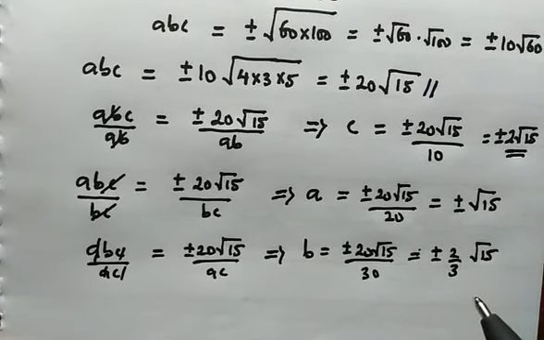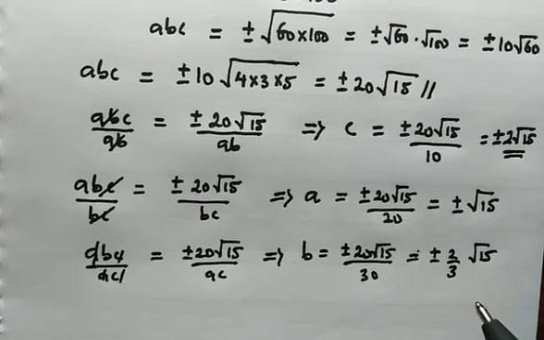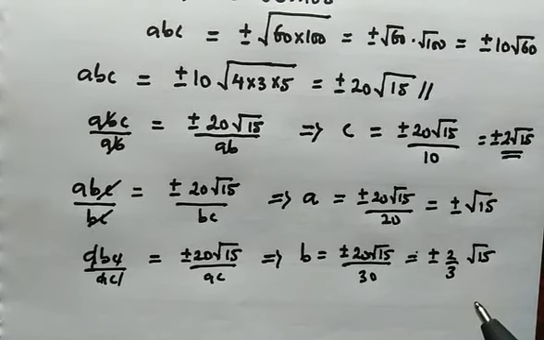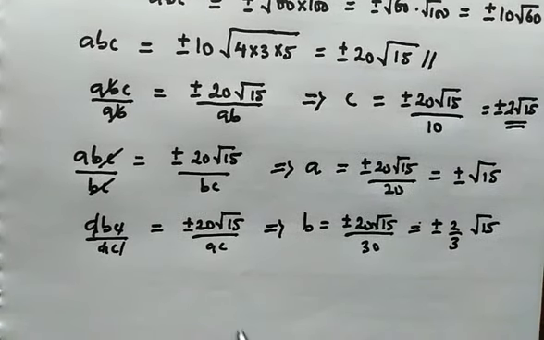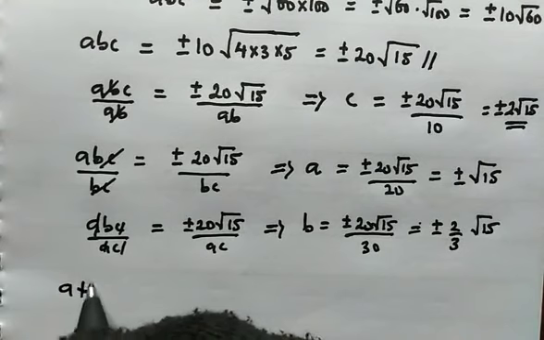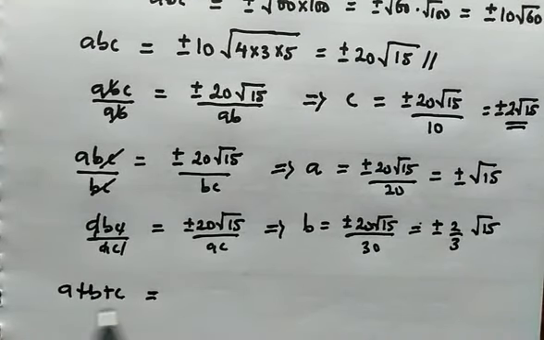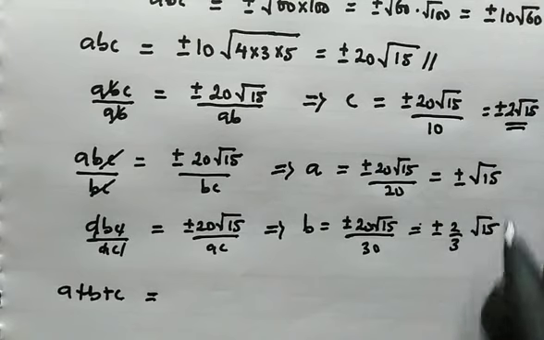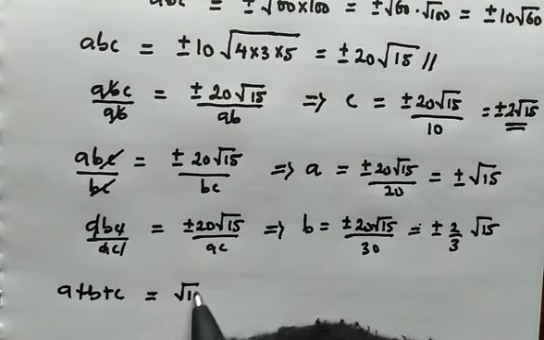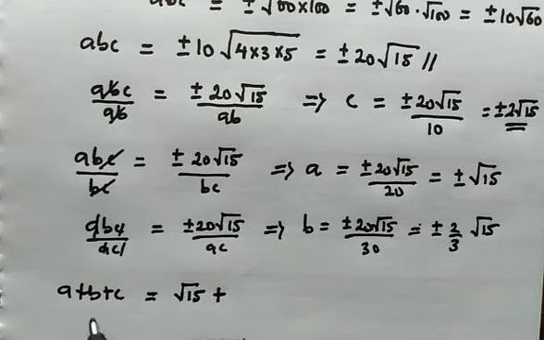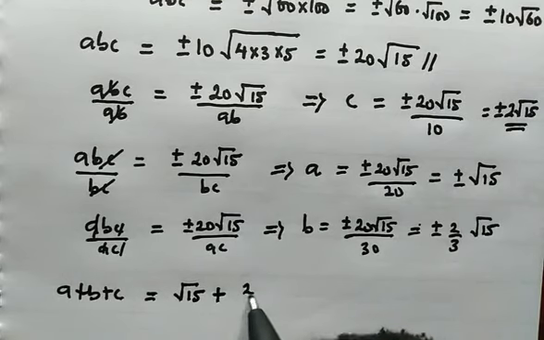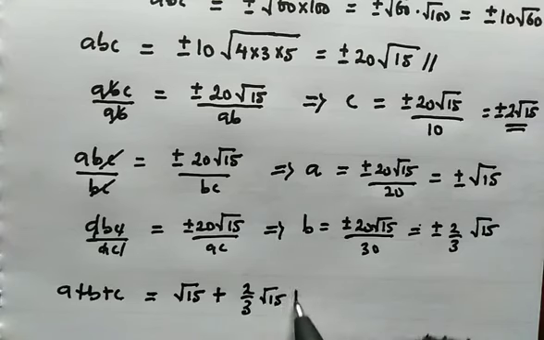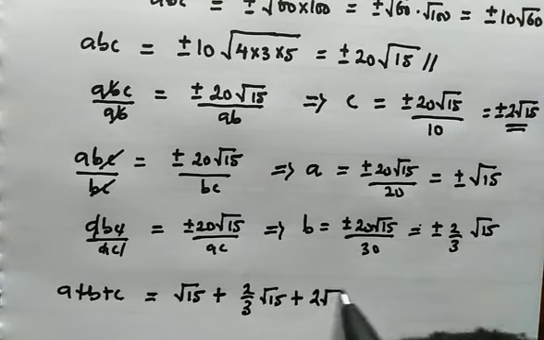Remember that we have the product of A and B equals 10, meaning that when A is negative, B should also be negative. And when A is positive, B should also be positive. Then, therefore, A plus B plus C, which we are asked to evaluate, when A is positive, we have root of 15, plus, when B is positive, 2 over 3 root of 15, plus, when C is positive, we have 2 root of 15.